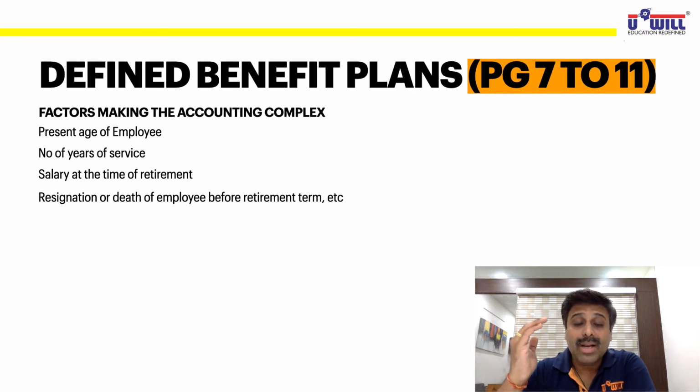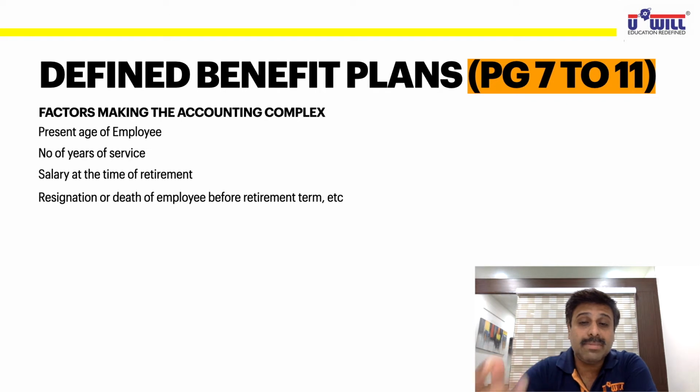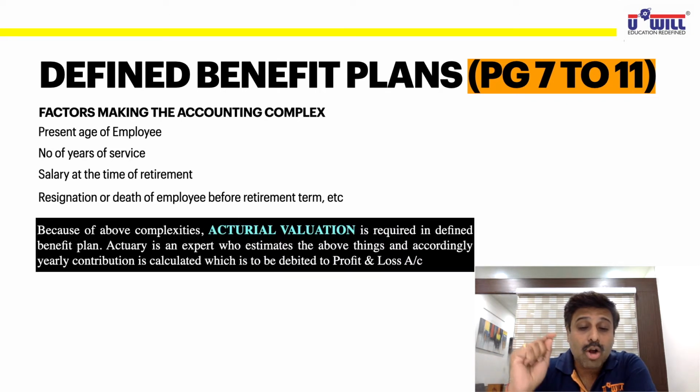Now, what are all these complications we have seen? And definitely it is not a task of a layman or normal people in the company to estimate these things. So because of the above complexities, actuarial valuation is required in a defined benefit plan. Who is an actuary? Actuary is an expert who estimates the above things, and accordingly the yearly contribution is calculated, which is debited to profit and loss account.